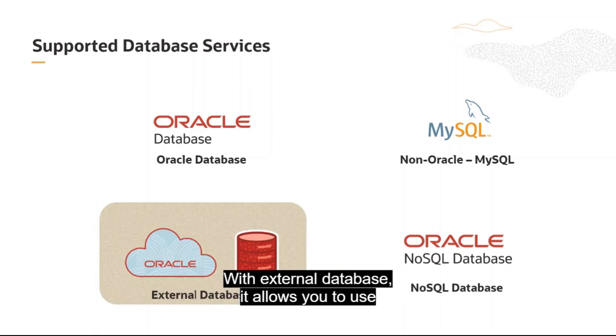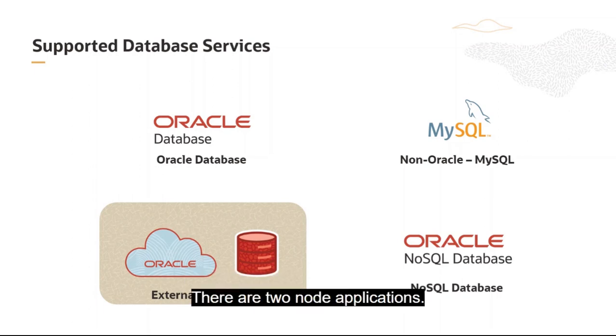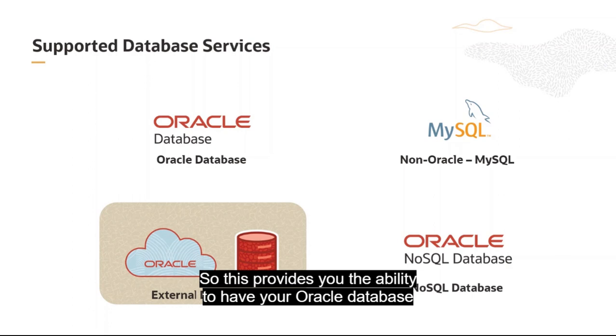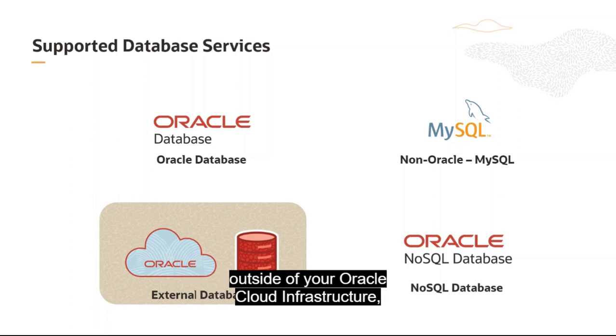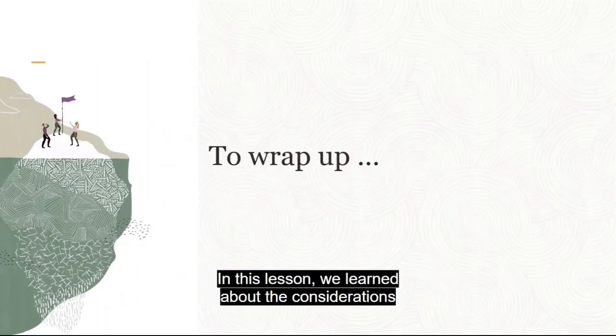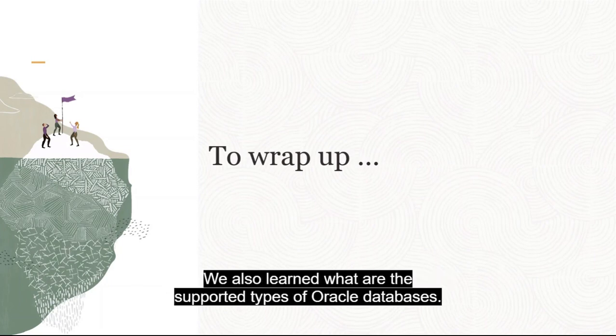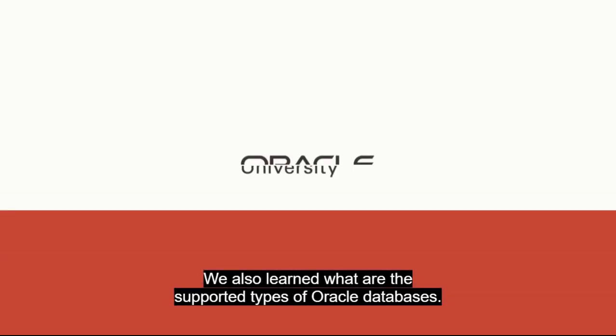With external database, it allows you to use the cloud-based tools such as database management with your external databases. External database can be used for both single instance databases as well as RAC databases, your two-node applications. So this provides you the ability to have your Oracle database outside of your Oracle Cloud infrastructure, but still be able to maintain it with the Oracle Cloud infrastructure tools. In this lesson, we learned about the considerations of running a database in an on-premise environment as well as in the cloud. We also learned what the supported types of Oracle databases are.